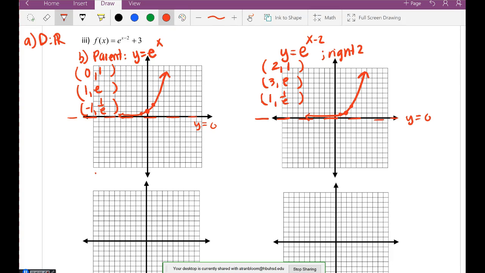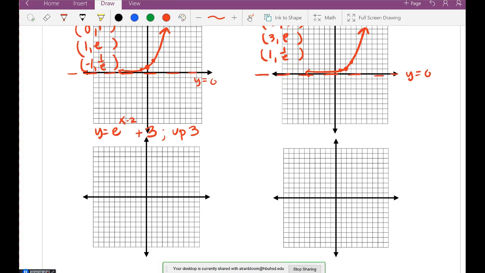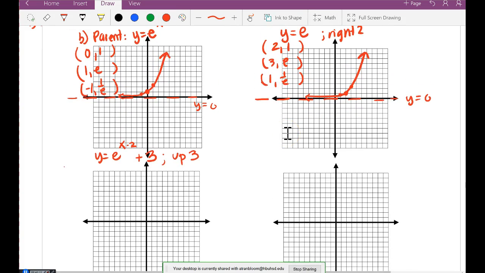Last one, here we go. Y equals e to the power of x minus 2, and then we're adding 3. Transformation. Nick? Up 3, true or false? True.